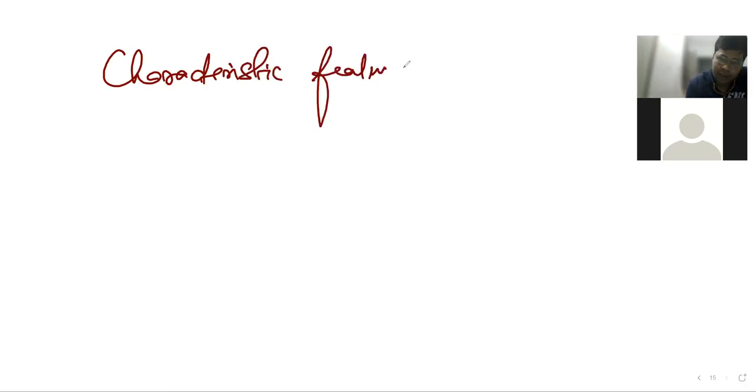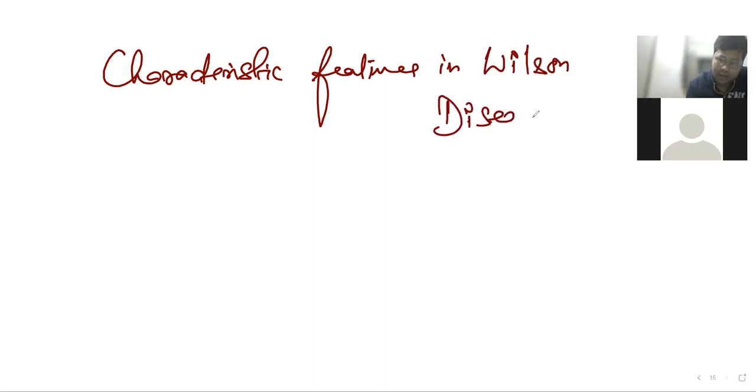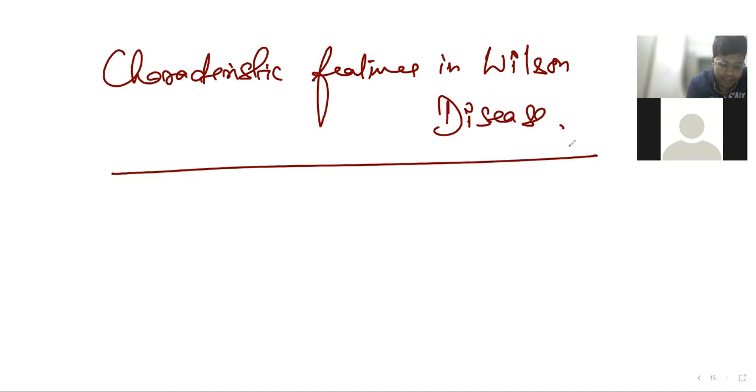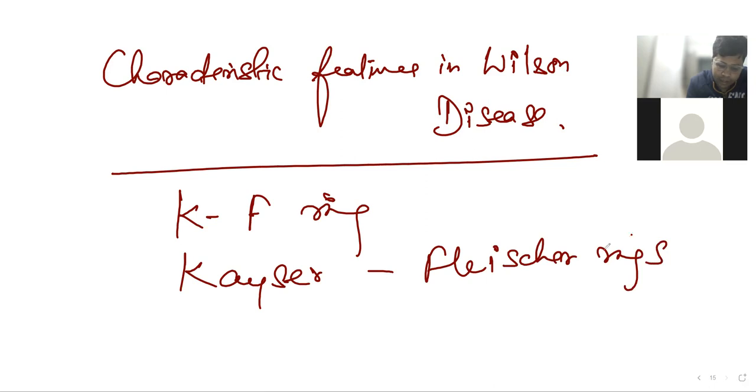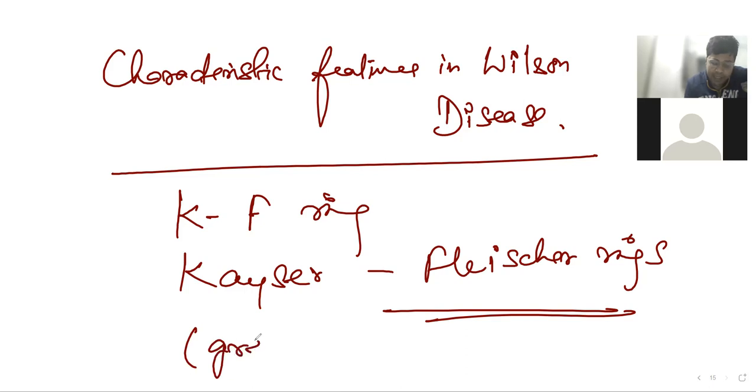So, what are the characteristic features we see in Wilson disease? Okay, so there is something known as KF ring. Okay, we see KF ring. So, what is the full form of KF ring? It is Kayser Fleischer rings. Okay, it is Kayser Fleischer rings. Aur isme kya hota hai? There is green to brown deposits of copper.